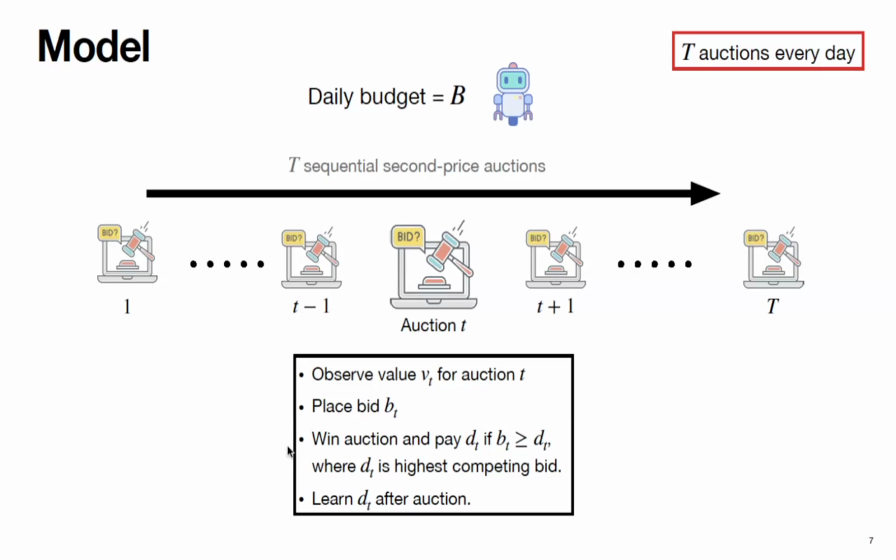Other advertisers do the same thing. You all participate in an auction. And you win this auction if your bid happens to be larger than the second highest bid d_t. The second highest bid is the highest among everybody else who participates in the auction. And if not, you lose the auction. You learn d_t after the auction, not before. So this is the famous second price auction. You win and then you pay the second highest bid. You don't know the second highest bid when you're bidding.